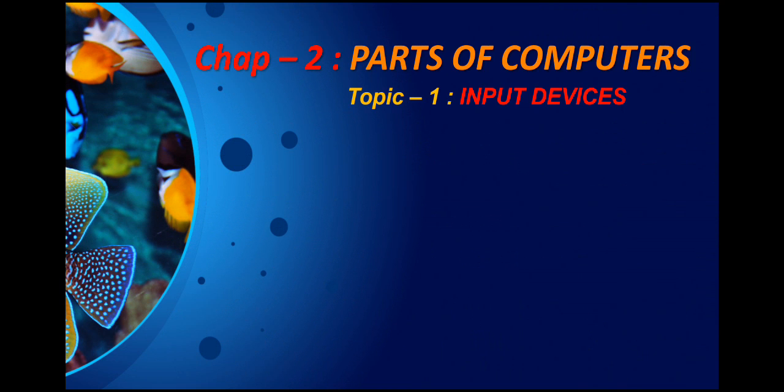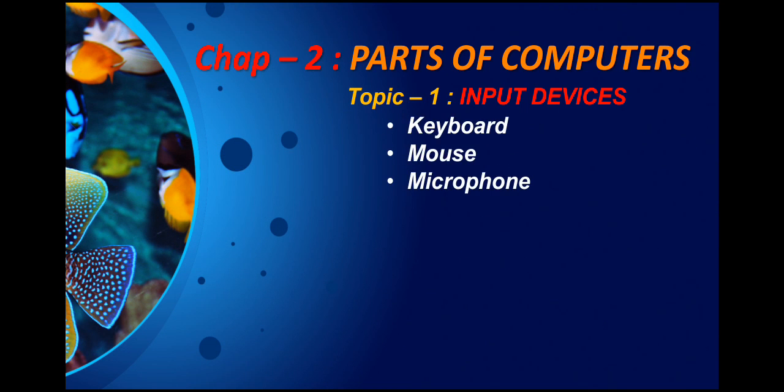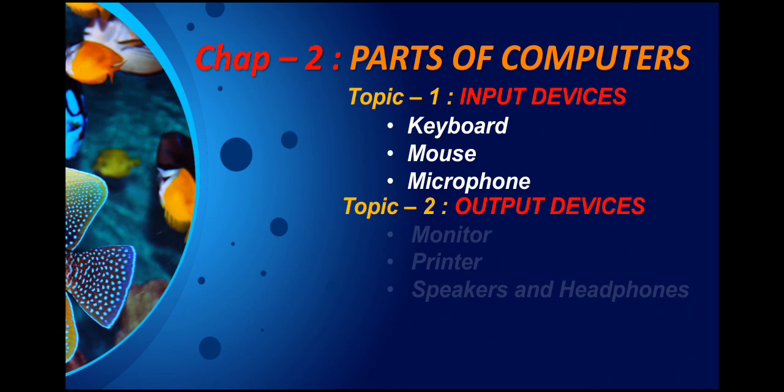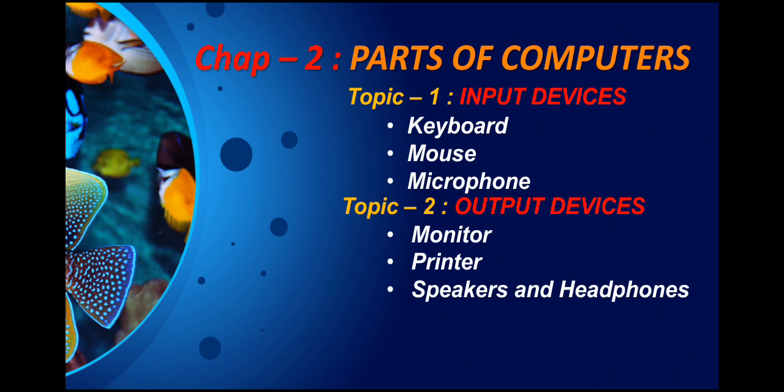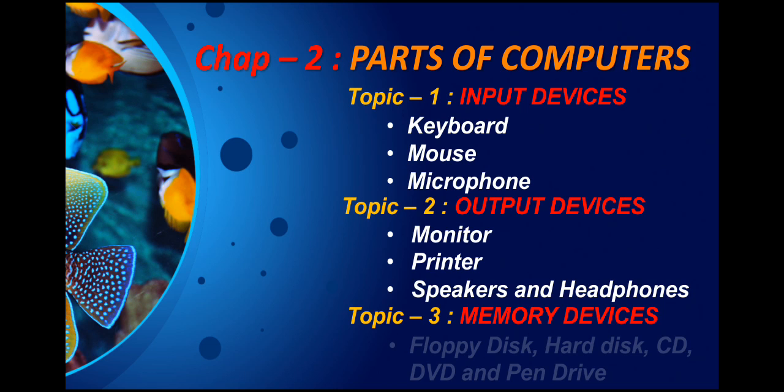Topic 1, input devices. In this category we will study these three devices: keyboard, mouse and microphone, because they are input devices. Second topic or second category is about output devices. Following are the output devices I have categorized over here: monitor, printer, speaker and headphones. Third topic is about the memory devices. I have categorized all the memory devices of this chapter over this section.